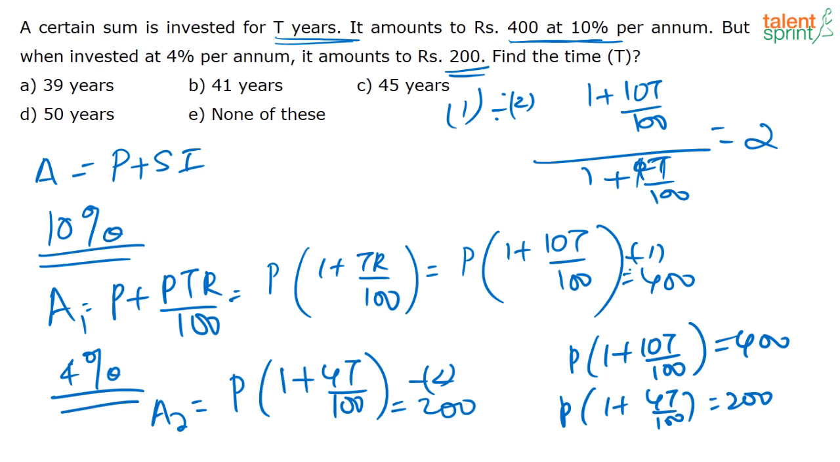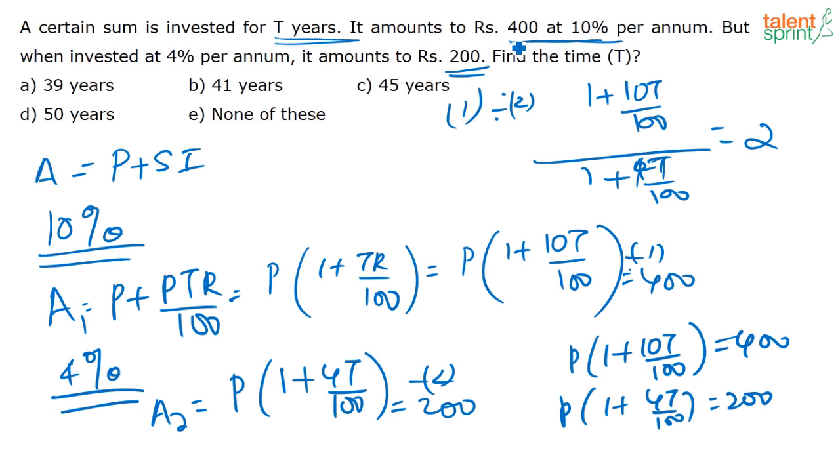Okay, for those of you who did not understand, let me explain once again. In the question, they have given that a sum is invested for T years. It amounts to 400 rupees, means when I invest some principal for T years, after T years I am getting 400 rupees back.